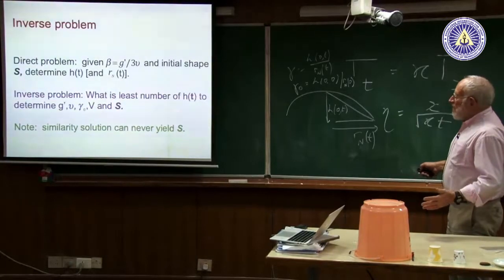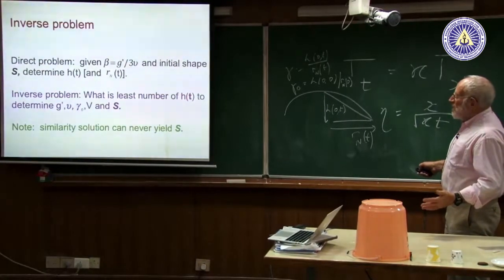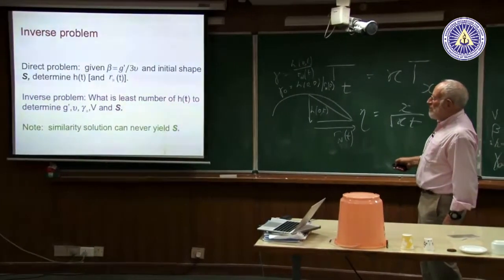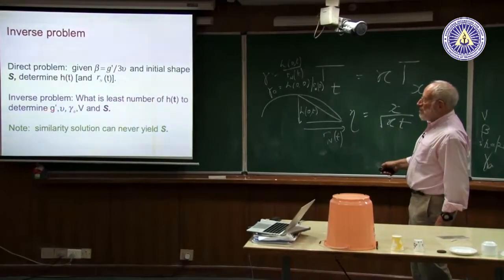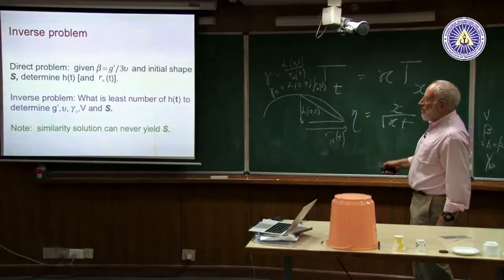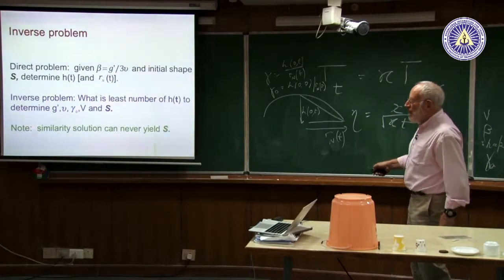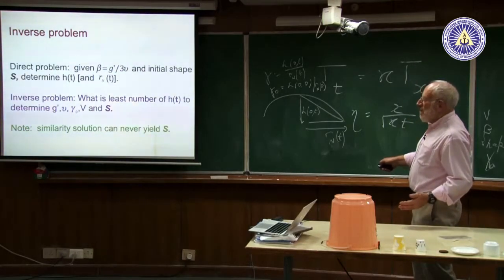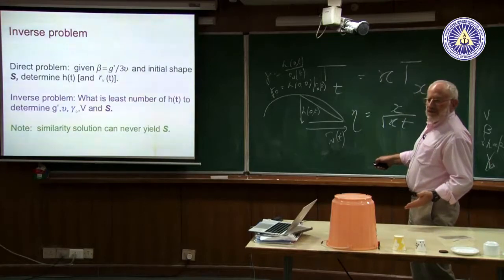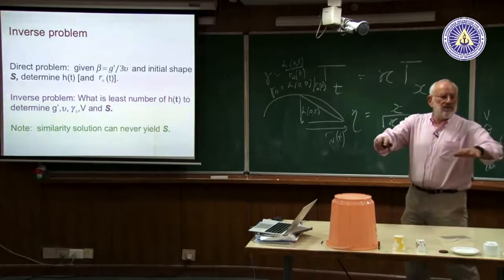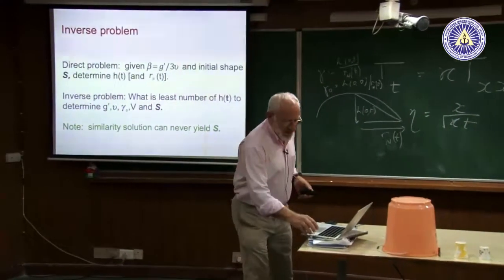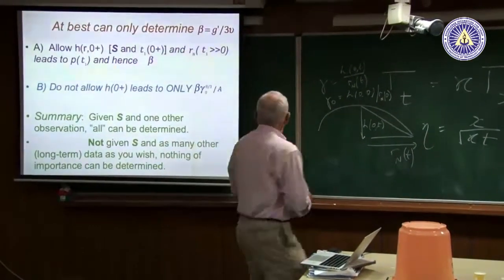How many values of h as a function of t, and I put t in bold because there might be a lot of these, different times, to determine the unknowns, which are g prime, nu, gamma naught, V, and S, the shape. Note if he just sees the similarity solution, then he can't ever see the shape, because that's the same no matter what the shape is. So let's see what you can work out.